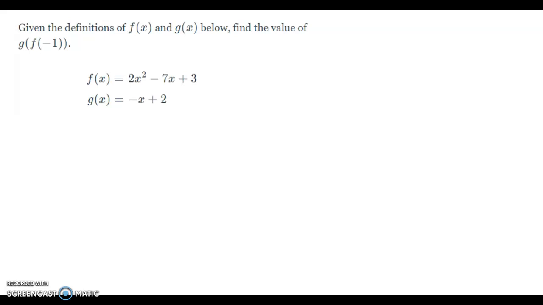I am given two functions, f of x and g of x, and I am asked to find the value of g of f of -1. This is a composition question, which means that I'm going to put these functions together in some way. The way I'm going to do that is I'm going to look at my big function here. My big function is the g because it's on the outside. So my function at the end is going to look like this. And every time I see x, I'm going to replace it with f of x. Okay? So if I have g of f of x, it's going to look like this.